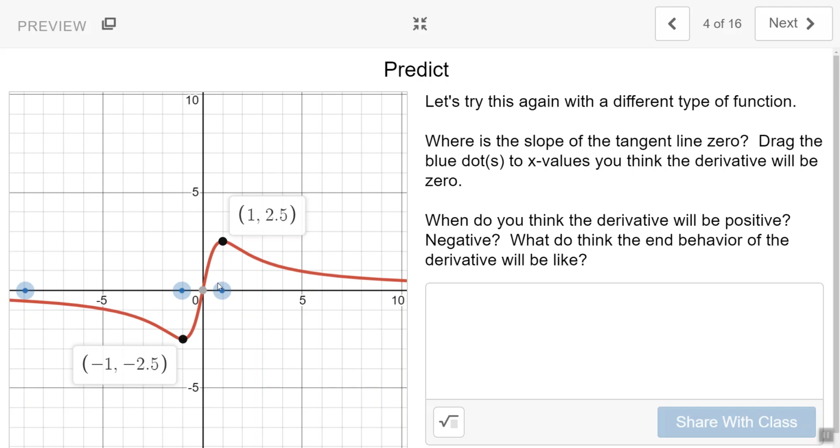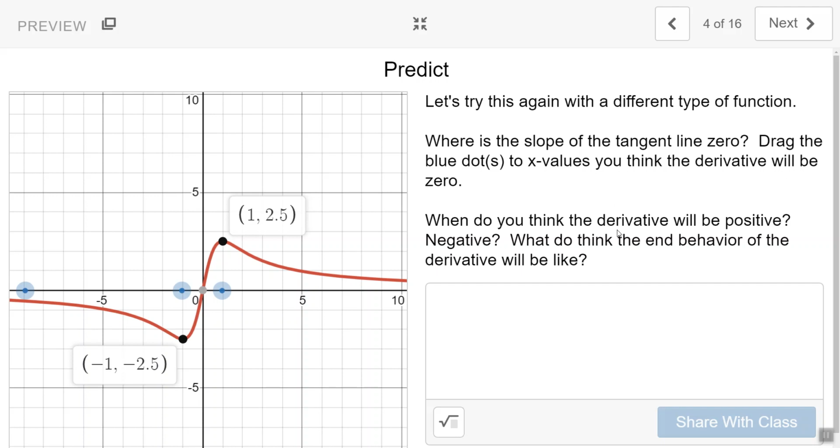On the left, is the graph decreasing or increasing? Would you have positive slopes or negative slopes here? Okay, until we get to 0. And then the slopes go big time positive back to what? And then negative until they get really close to what again? Okay, so let's do this. It says, where is the slope of the tangent line 0? I think we dragged the blue dots to the x values that we think were there, so we've covered that.